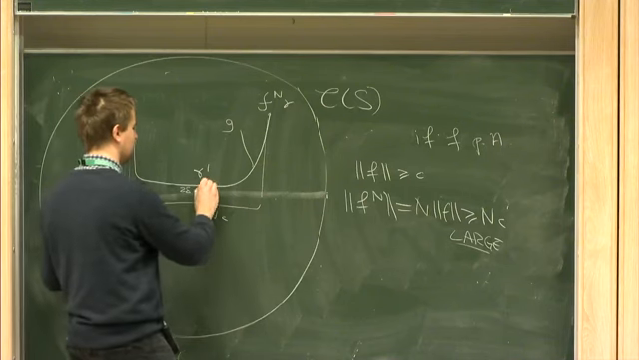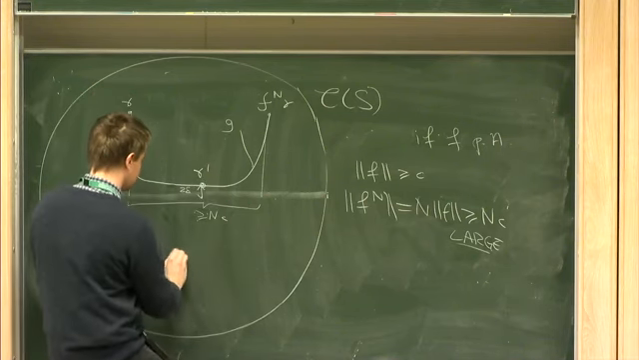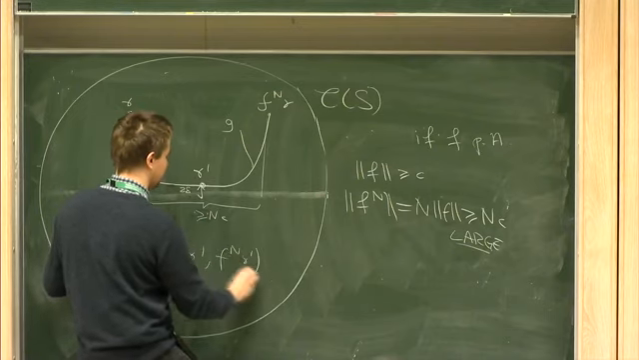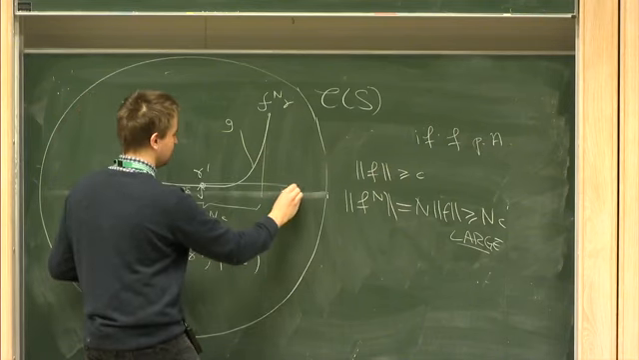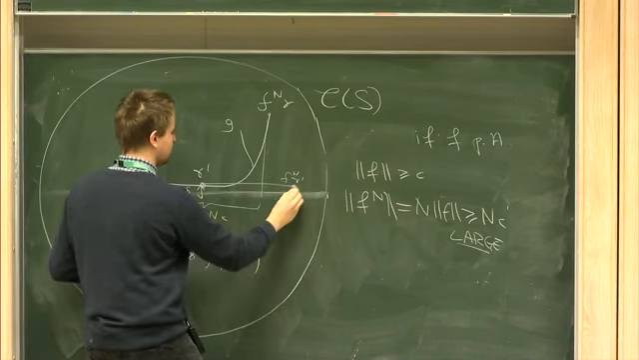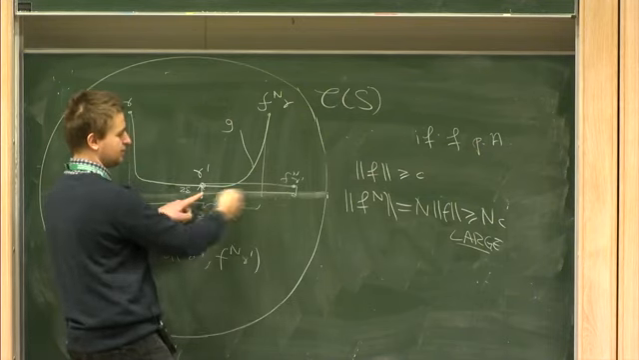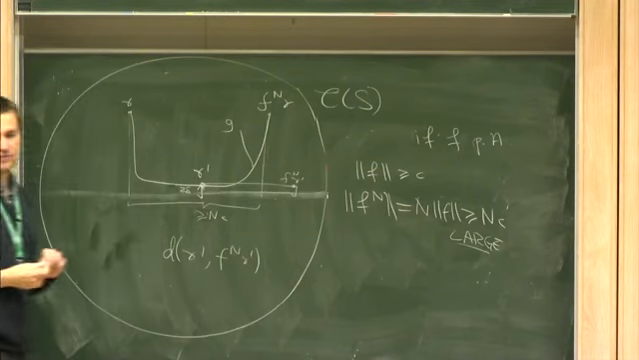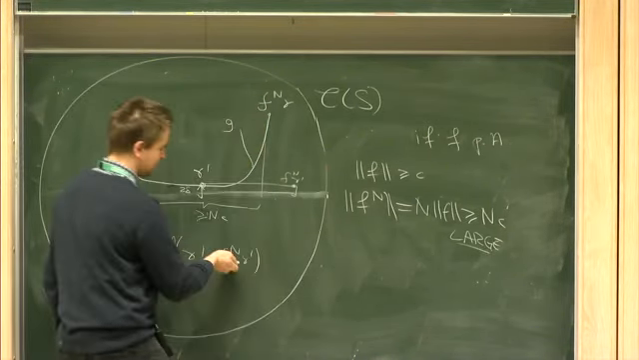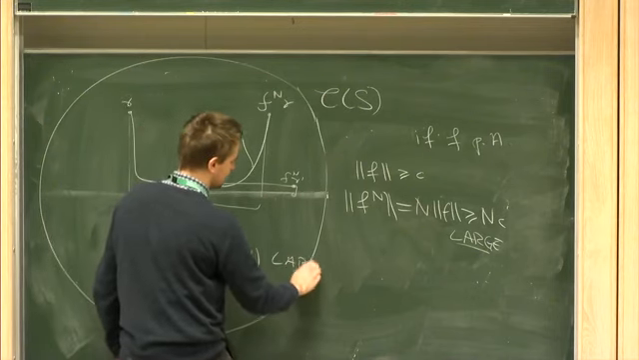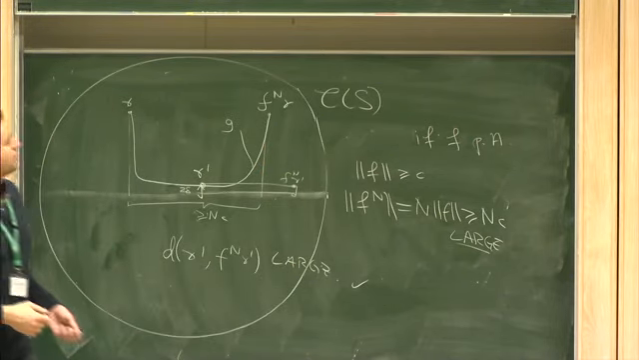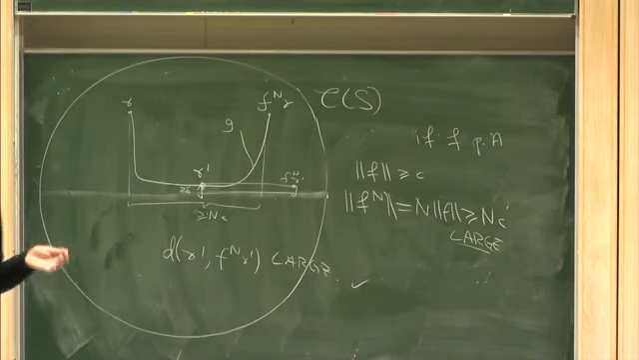And therefore, when you calculate this distance between gamma prime and f to the n gamma prime, it's going to be approximating the translation length of f to the n. So in particular, since this is large, this will be large. And that's good. We only need to check the case where f is reducible.